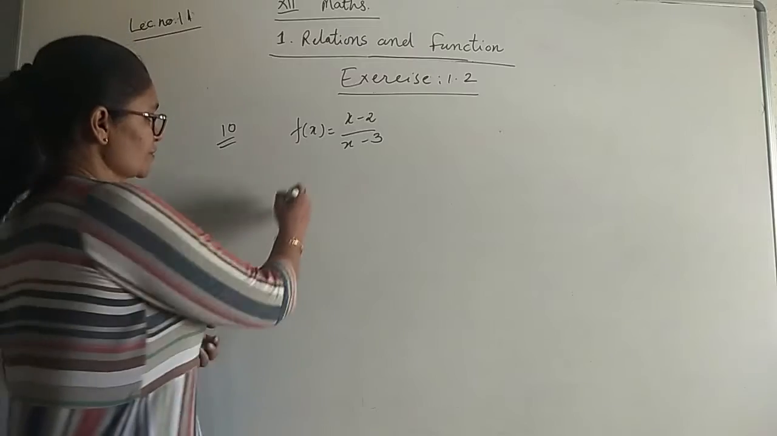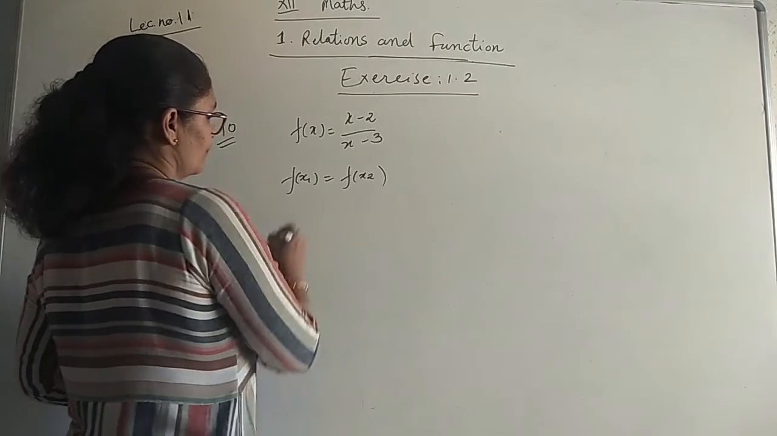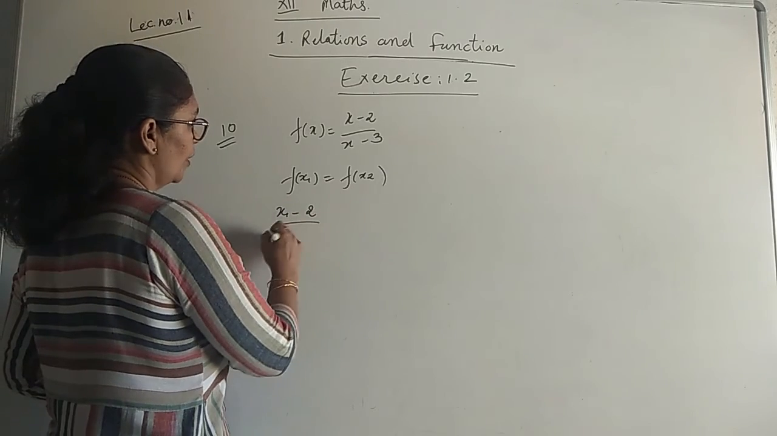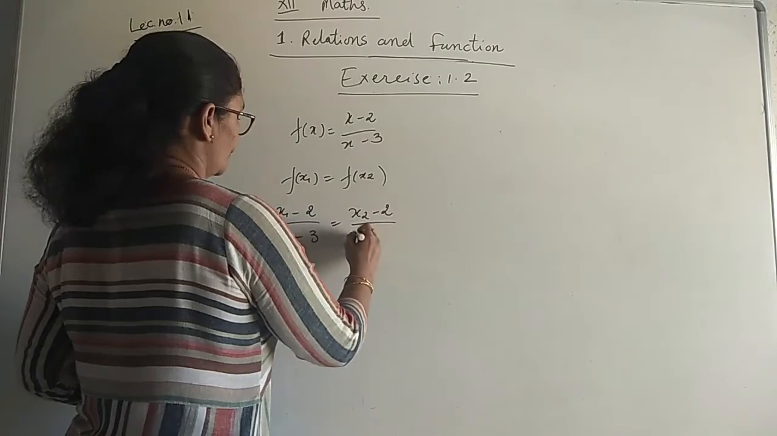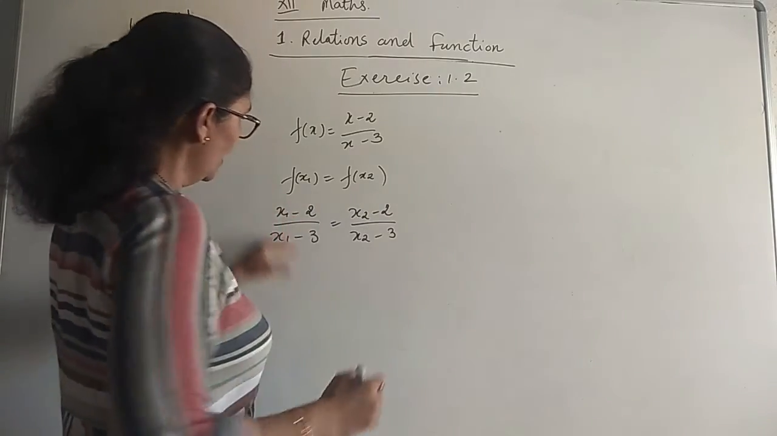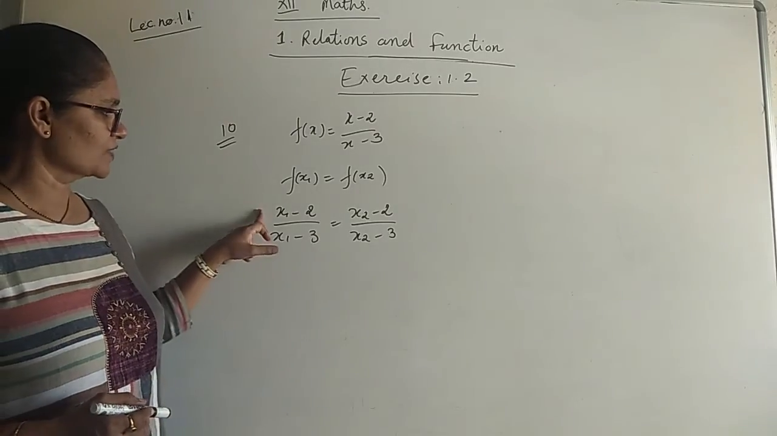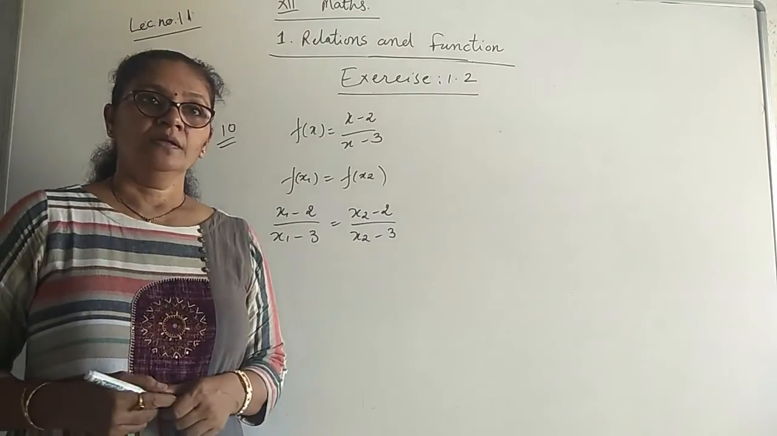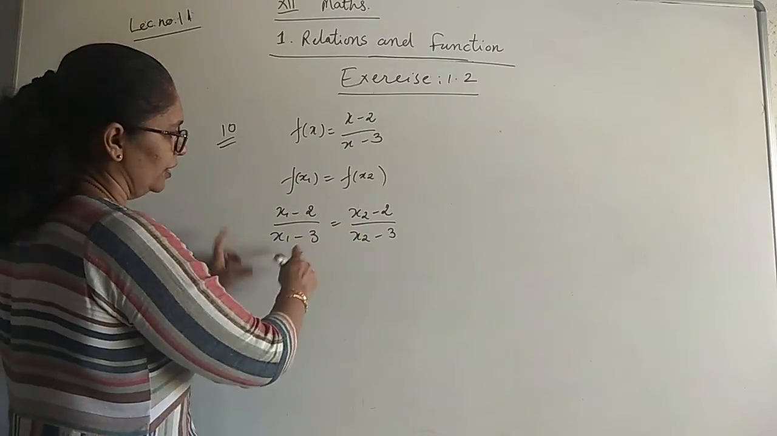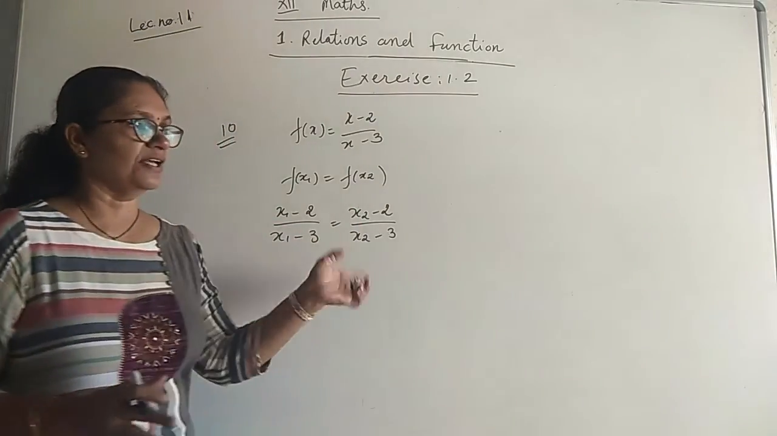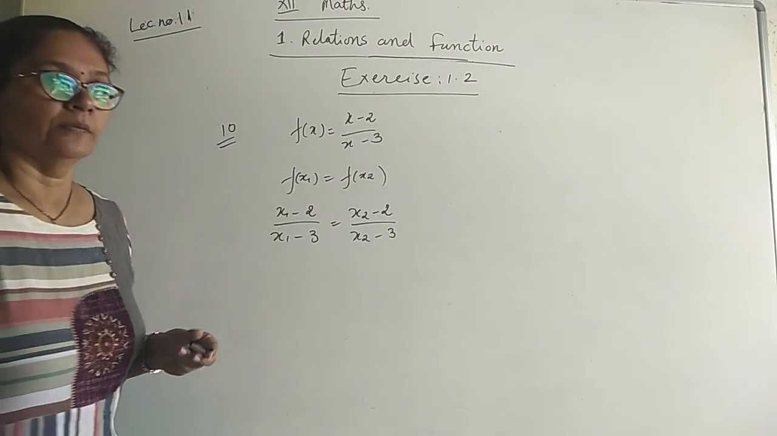So what to do? First we have to start with f of x1 equal to f of x2. So (x1 minus 2) upon (x1 minus 3) equal to (x2 minus 2) upon (x2 minus 3). Then you have to show one-one and onto. For one-one, what you have to show is x1 and x2 are the same. That we can do. Now we can take a cross multiplication and then arrange it in such a way that you can prove x1 and x2 separately.